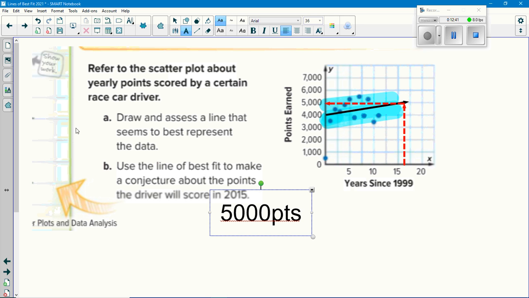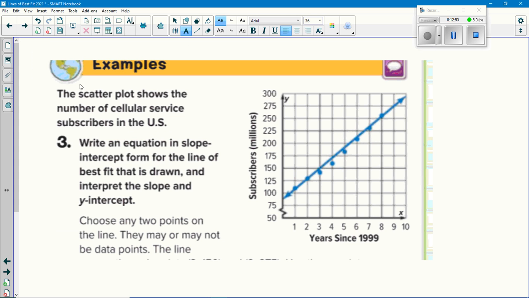Now, math books only give us limited amounts of points. If we were doing this in real research, we'd have a lot more data points. But here, it says the scatter plot shows the number of cellular service subscribers in the U.S. Now look, since 1999, I know for some of you, you weren't even born yet, because it's 2021, so that's 22 years ago. This only comes up to 2009 because it's based on our book.